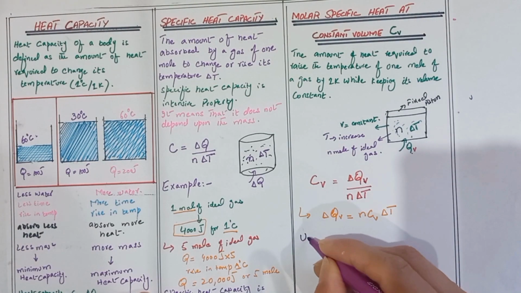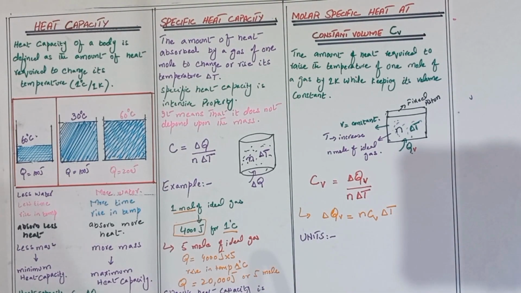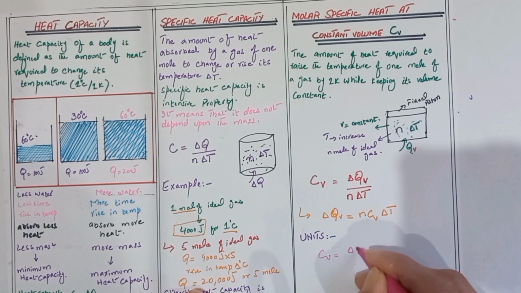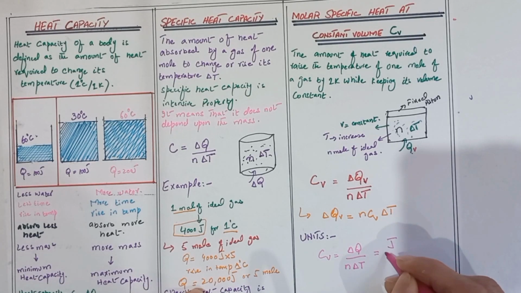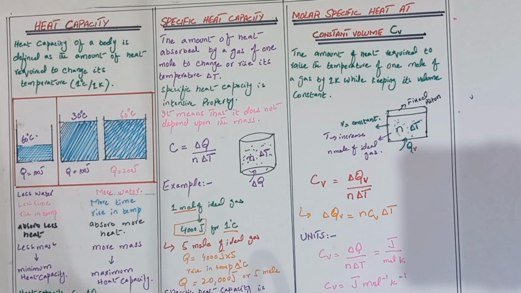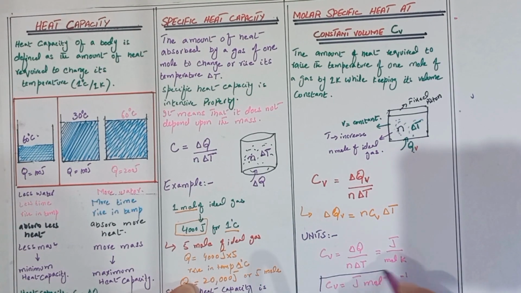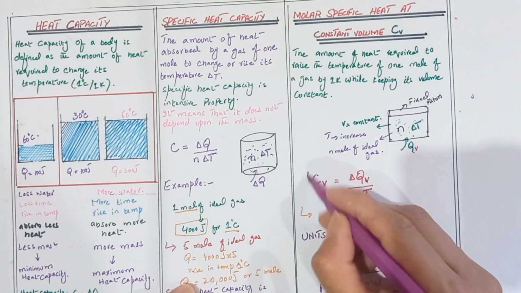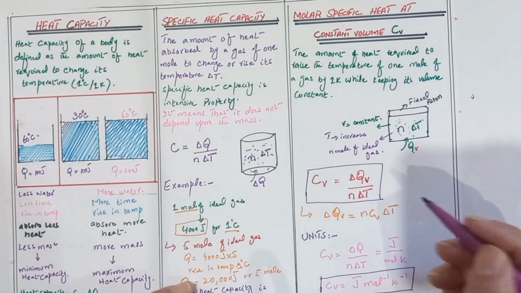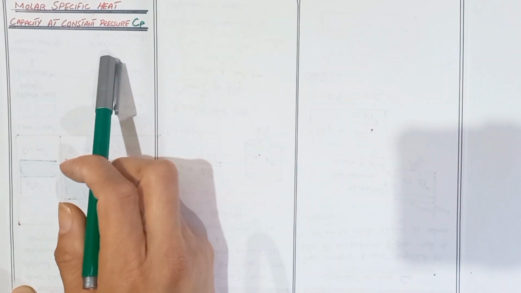Now we discuss its unit. The unit of molar specific heat at constant volume, the formula is delta Q over n delta T. Energy is measured in joule, number of moles is represented by mol, temperature is Kelvin. So we can write the unit as joule per mole per Kelvin. That is the unit of molar specific heat capacity at constant volume, and this is the formula when we keep the volume constant.